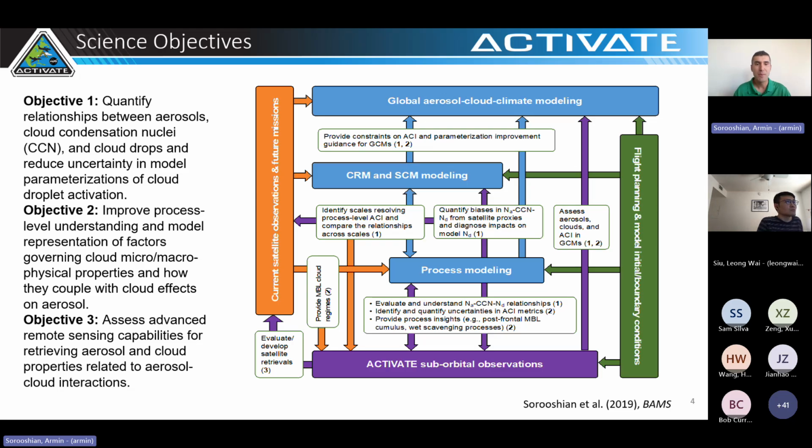And so we had a pretty ambitious plan of how to do model data integration as summarized by this nice figure Hailong made years ago. And we've tried to stick to it, and you'll see some of the fruits of those efforts hopefully today.